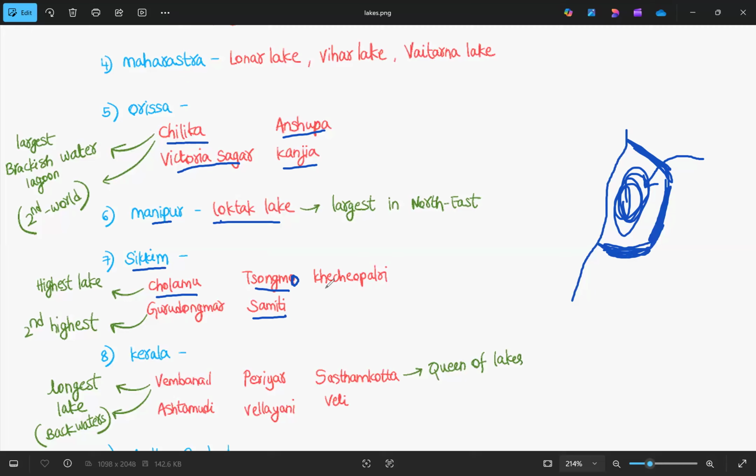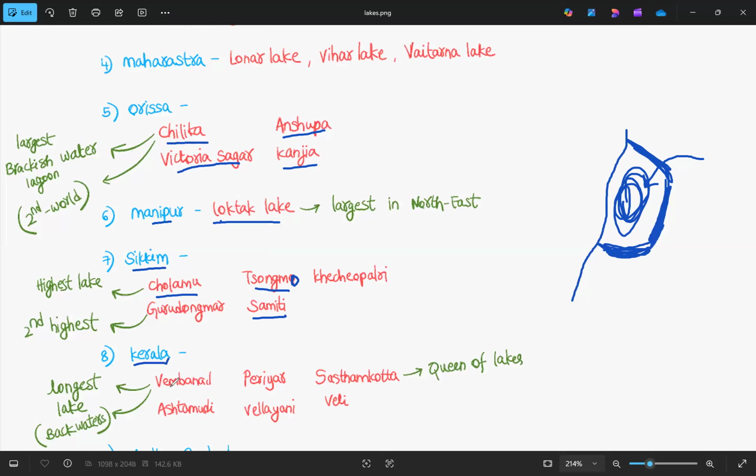Now let's go through them once again. The first one is Cholamu Lake, which is the highest lake in India. And then we have Guru Dongmar, which is the second highest lake in India. The third one is Songmo. Fourth one, Samiti, and fifth one is Kichiopalri. These are the 5 lakes in the state of Sikkim. And the next state we are moving to is Kerala.